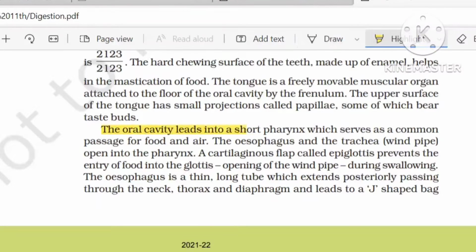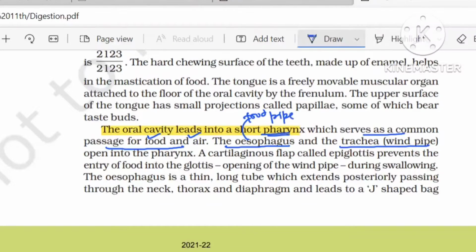Now see, the oral cavity leads into the pharynx. And the pharynx is a common area for both food and air, because the nasal cavity is also opening and the buccal cavity is also opening there. The food pipe is known as esophagus and trachea is known as windpipe. So you can just make a note: esophagus is known as food pipe and trachea is known as windpipe. They both are opening into the pharynx.